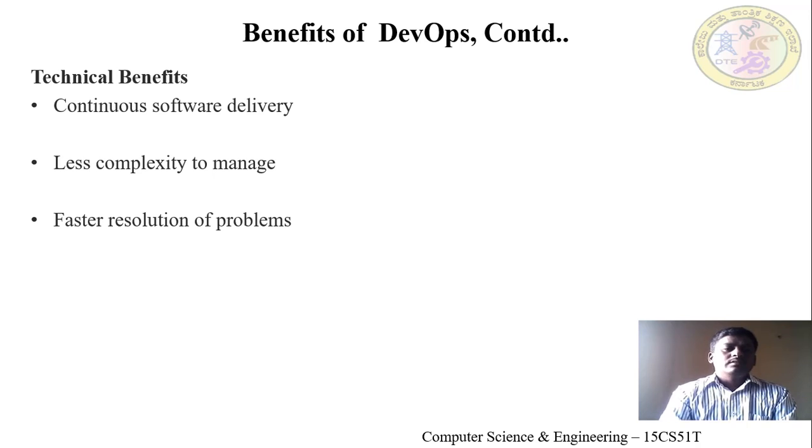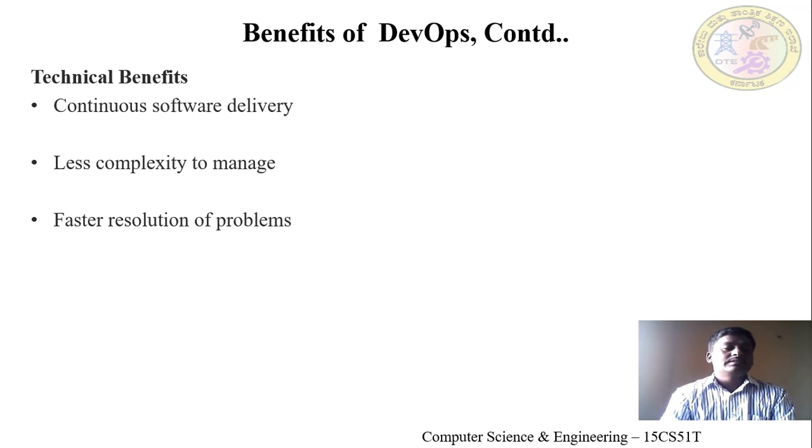Now, what are the technical benefits DevOps has? Technical benefits are continuous software delivery. Continuous integration is there, continuous deployment is there, continuous monitoring system is there. That's the way we have continuous software delivery. Continuous software delivery is present in the DevOps concept.